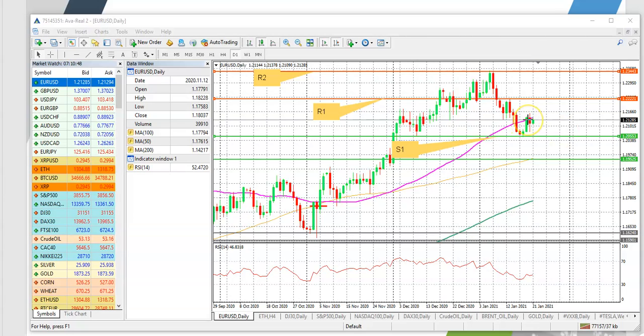But if it fails to break above that and it comes over here, the likely chances are that the price will move further to the downside. This support zone wouldn't have too much significance with respect to it.